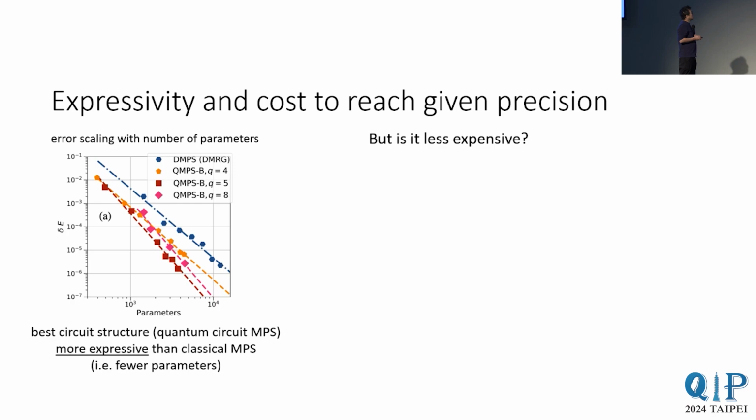But then when you look at the cost of working with them, if you turn the calculation with this certain number of parameters into some precision scaling, the 1D classical MPS in this particular problem has a cost that scales like the square root of the inverse precision.